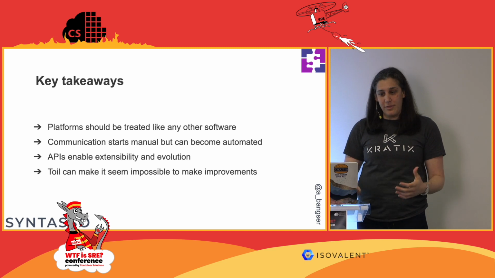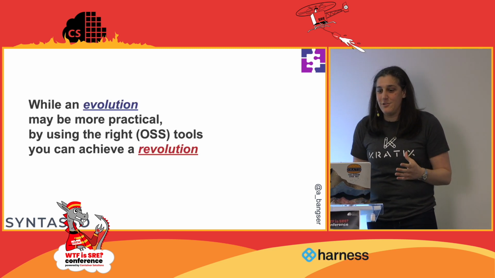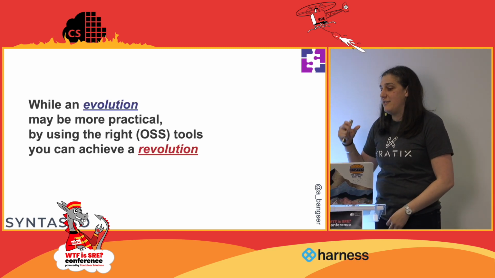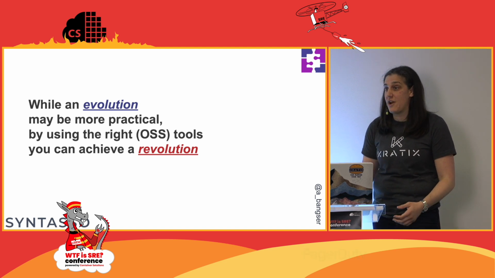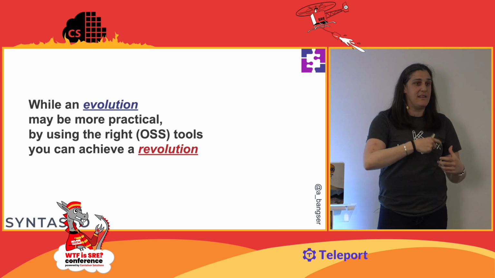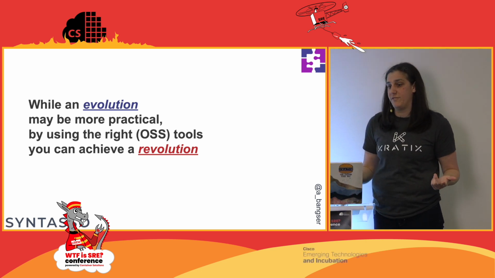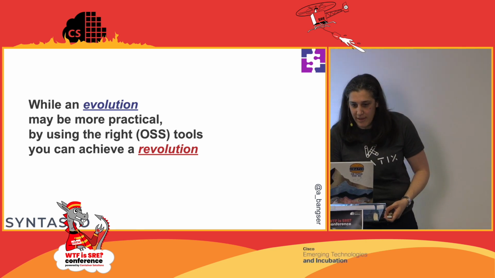So the big thing is evolution is more practical. And yes, you want to create a revolution, but you have to start with baby steps and figure out ways to start with those baby steps by leaning on community, leaning on what's out there. I think that's my last slide.